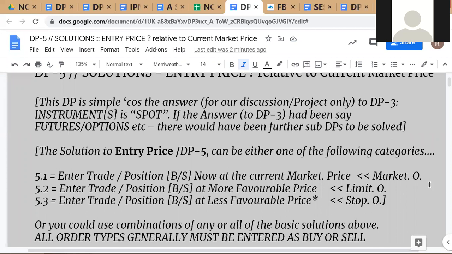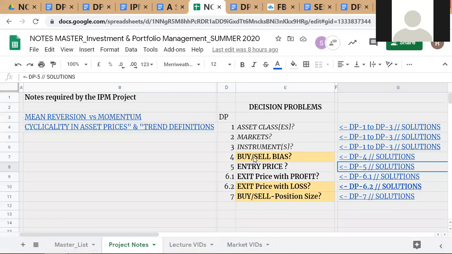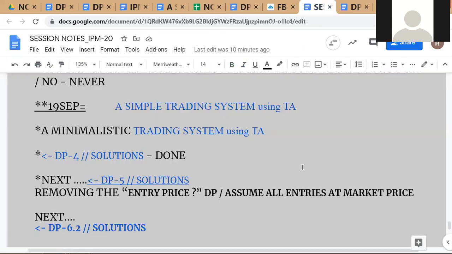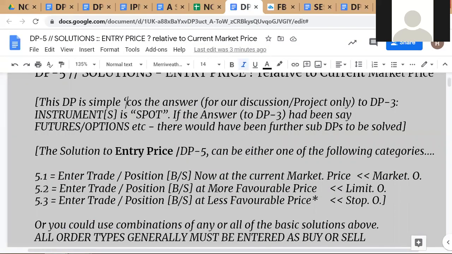But the important point for our discussion is that in your actual trading in the project, you can use any of these entry methods. But what we are trying to show you is that in a minimalist trading system, we don't actually need to treat it as a decision problem. How do we do that? DP5 is what we are attacking next, which we just discussed. I'm removing this decision problem. How do I remove it? I just assume that this is always solved for the moment, okay?